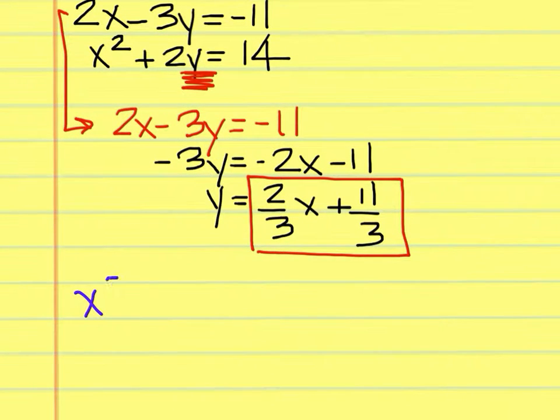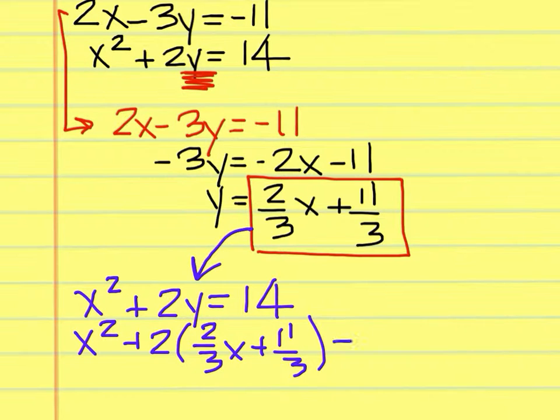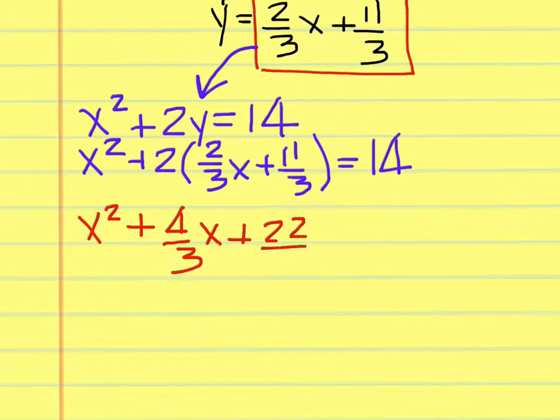So I must have x squared plus 2y equals 14, and insert this into y to get x squared plus 2 times 2/3 x plus 11/3. And of course this is going to be equal to 14. From there I have to distribute my 2 through the parentheses, so it's x squared plus 4/3 x plus 22 over 3 equals 14.